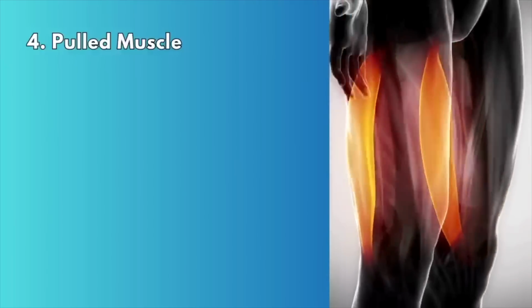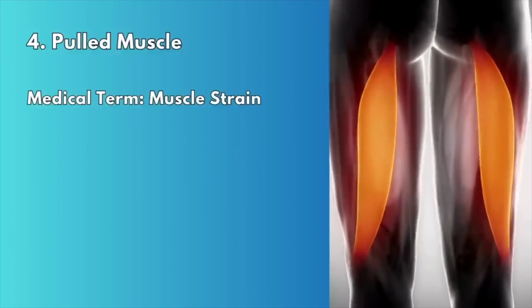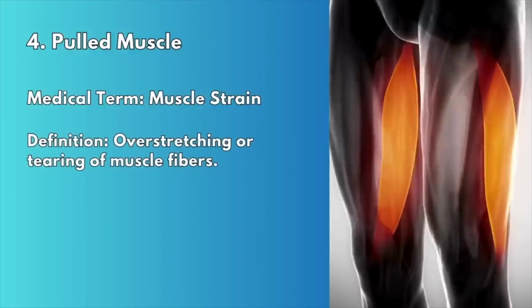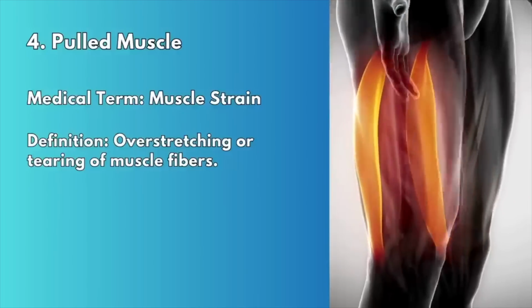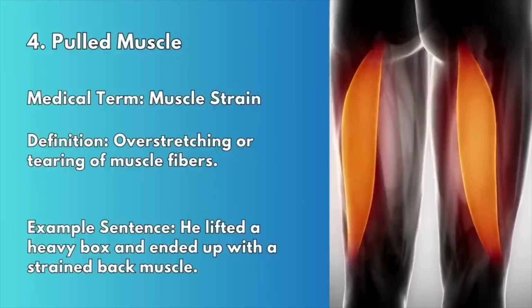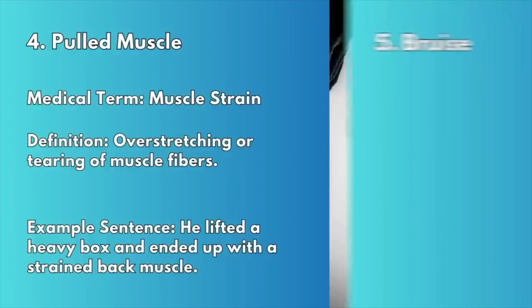Let's move on to pulled muscle. This can also be referred to as muscle strain or strained muscle. It is an overstretching or tearing of muscle fibers. Let's take a look at our example sentence. He lifted a heavy box and ended up with a strained back muscle.